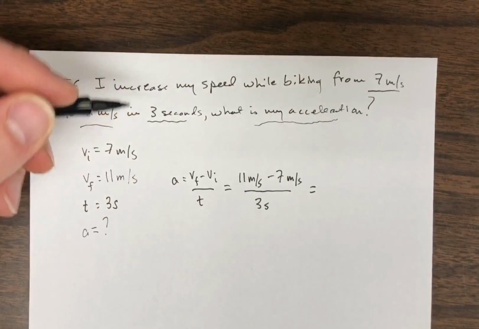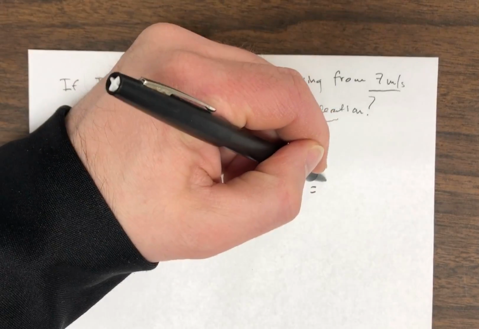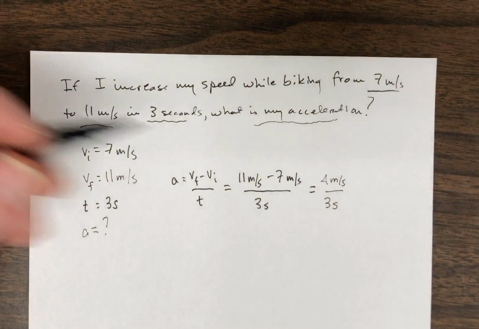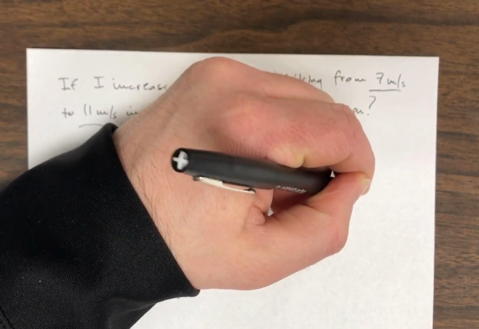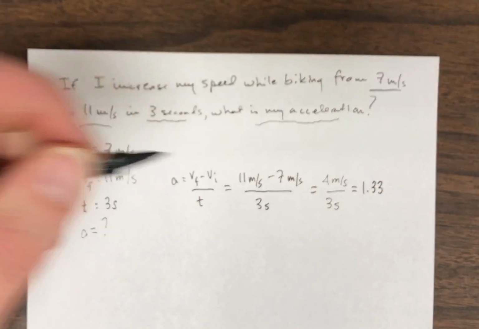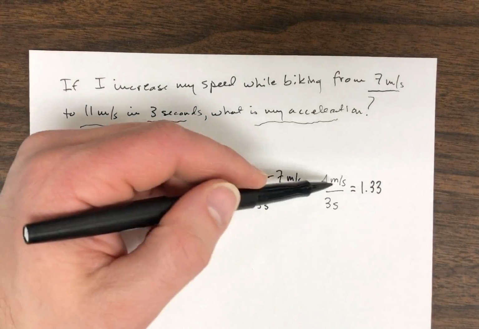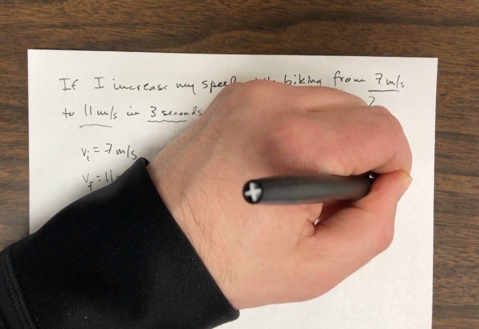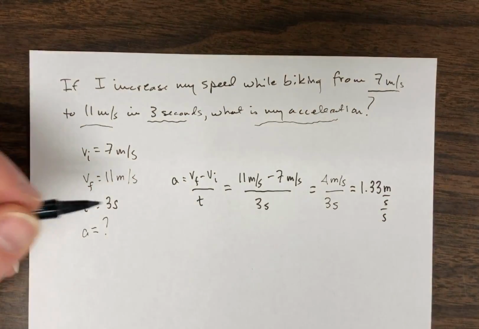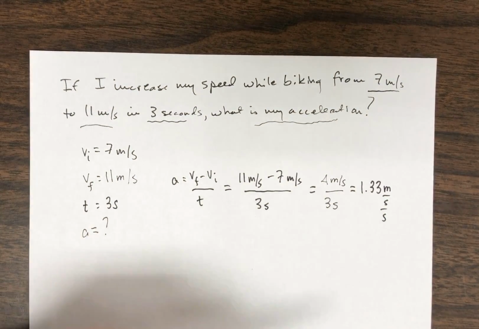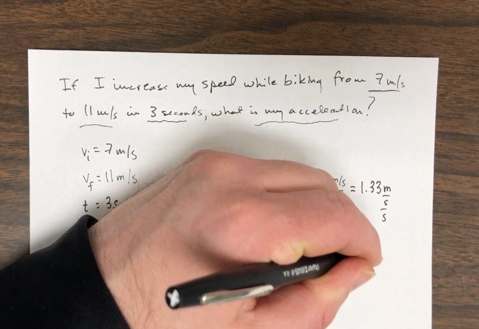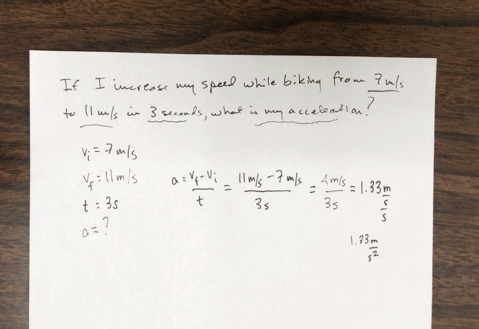All right, so 11 minus 7 is 4 meters per second divided by 3 seconds. And 4 divided by 3 is 1.33. And now what units do I use for acceleration? Well, I use the units that I have here. Nothing cancels out. And so this becomes meters per second per second. So every second, I increase my speed by 1.33 meters per second. Another way to write that is 1.33 meters per second squared. It means the same thing.